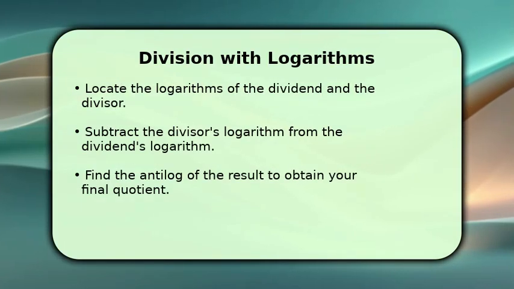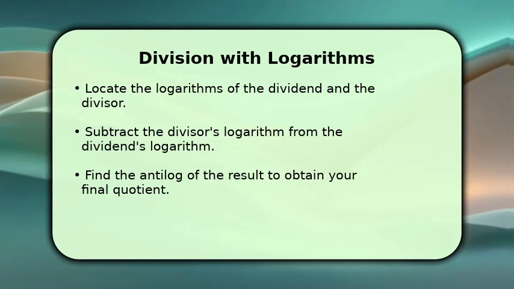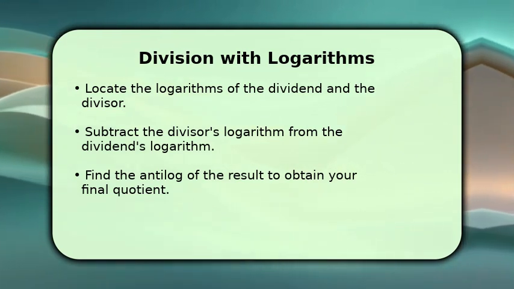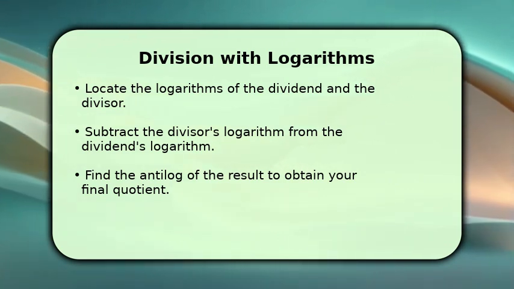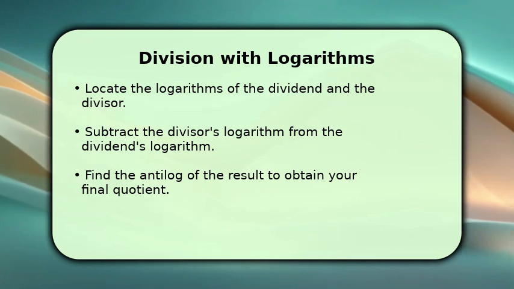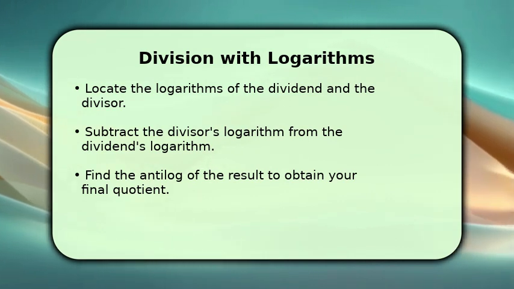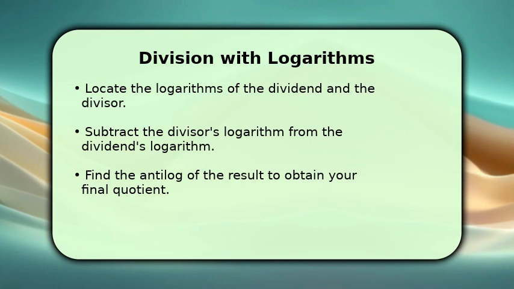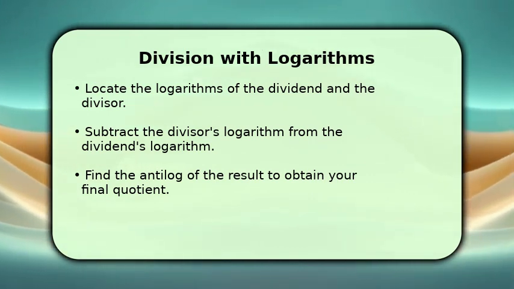For division, the process is quite similar. Start by finding the logarithm of your dividend and the logarithm of your divisor. Instead of adding, you will subtract the logarithm of the divisor from the logarithm of the dividend. The difference you obtain is the logarithm of your quotient. To get your final answer, look up this difference in an antilogarithm table, revealing the actual quotient.